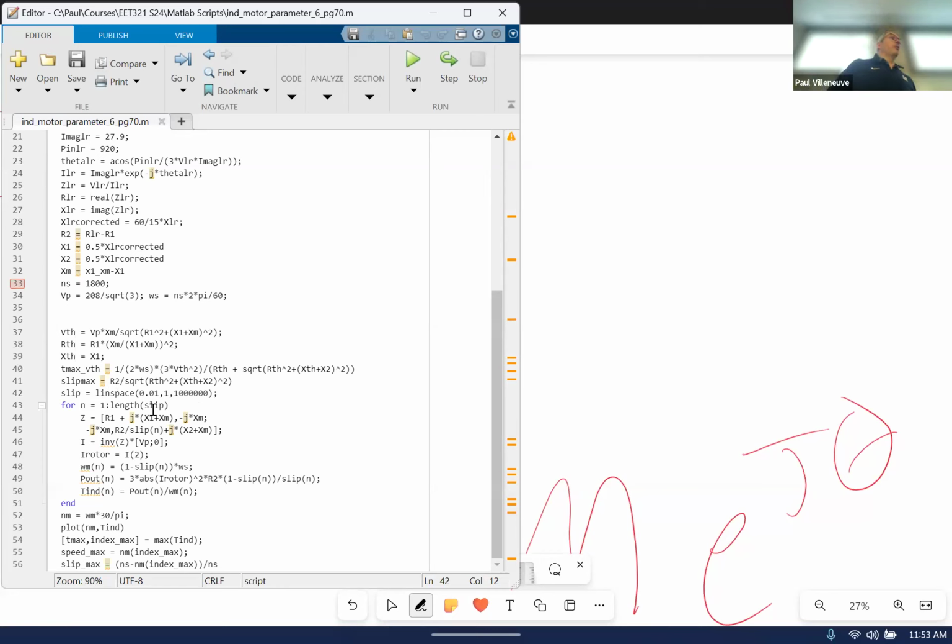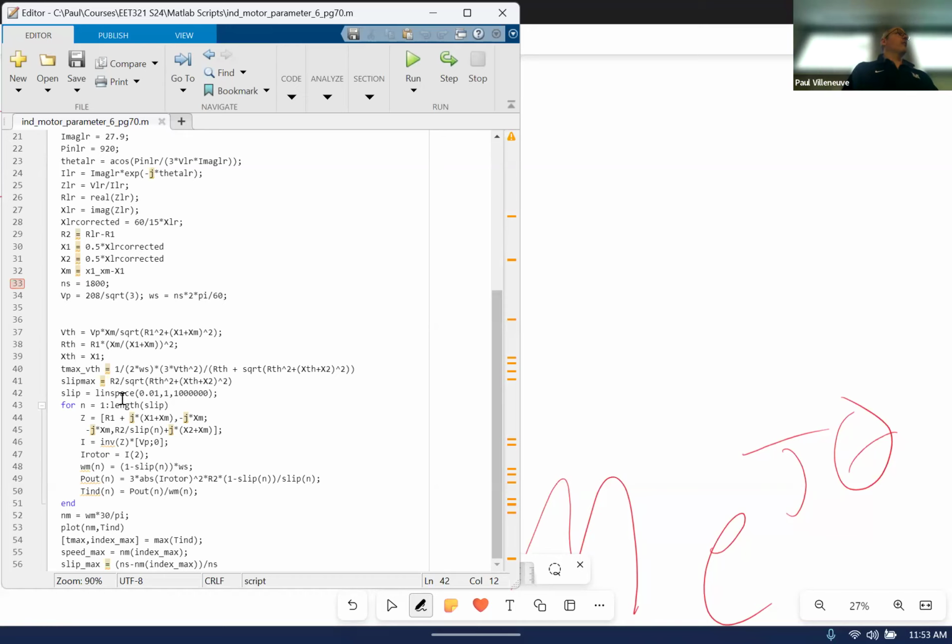Now I do a for loop and I make it a function of slip. In MATLAB, you can use the function length of slip. If I wanted to change this to be 10, it'll automatically calculate that there are 10 numbers in slip. So I don't have to keep track of how many are in there. It just does it automatically. So it's a for loop, 1 to however many slip values you have. That's essentially what that means.